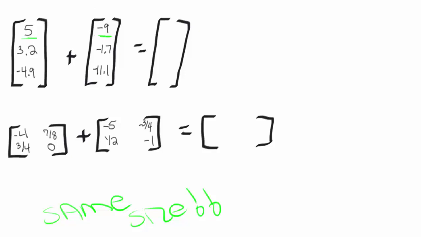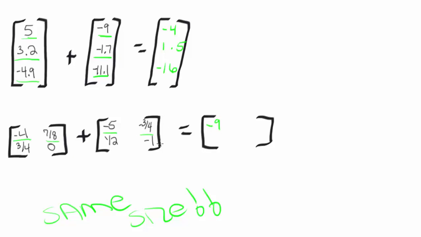5 plus a negative 9 is a negative 4. 3.2 plus a negative 1.7 is 1.5. Negative 4.9 plus a negative 11.1 is negative 16. So that's it. It has to look the same. Sorry, I couldn't find the matrices in what I used to write my problems out, so I had to just do it by hand. So sorry about that. Negative 4 plus a negative 5 is a negative 9. You write it in the same position.